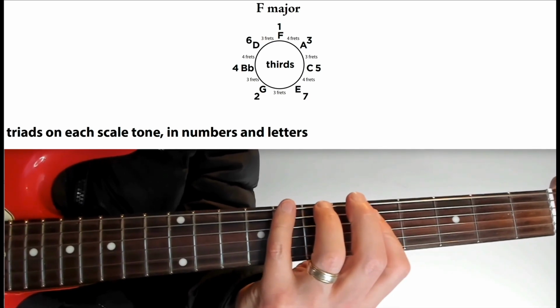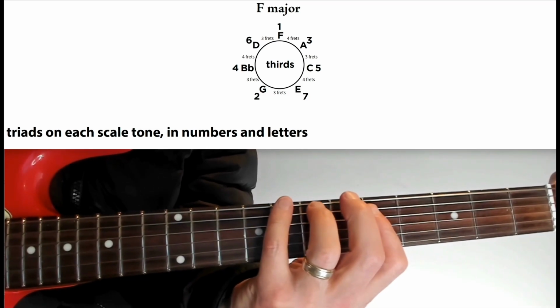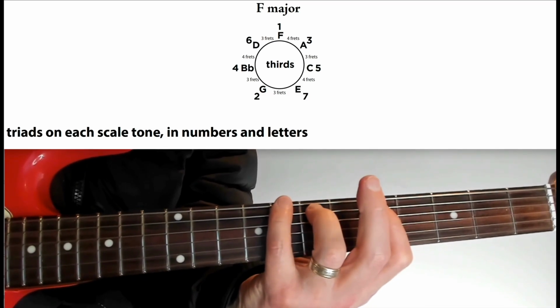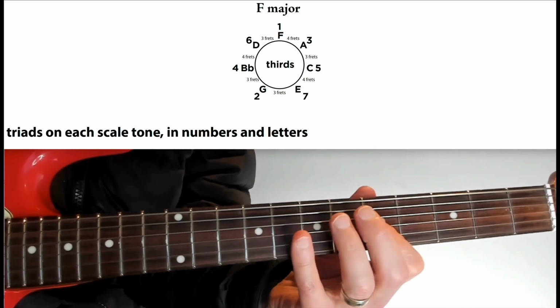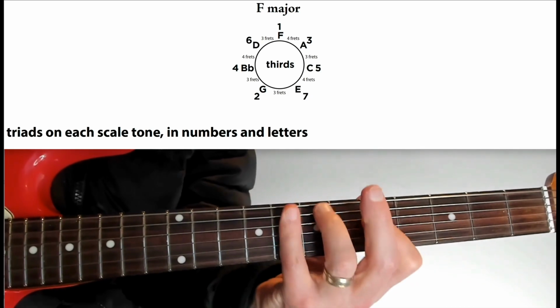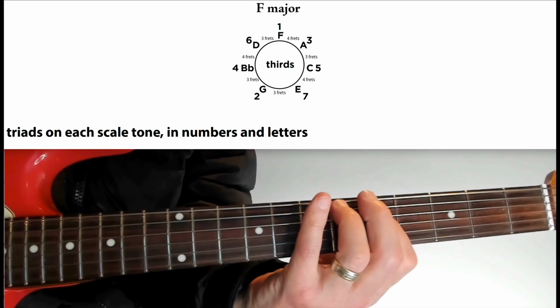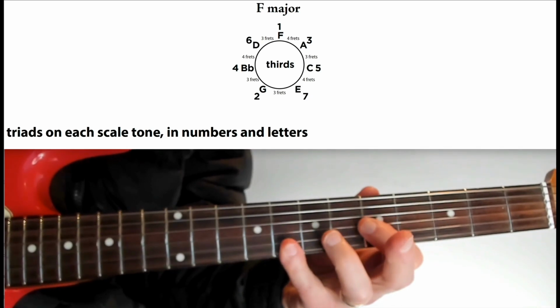The 5 chord is C major, and that's the 5, 7, 2s. 5, 7, 2, 5, 7, 2, 5. In letters, C, E, G, C, E, G, C.